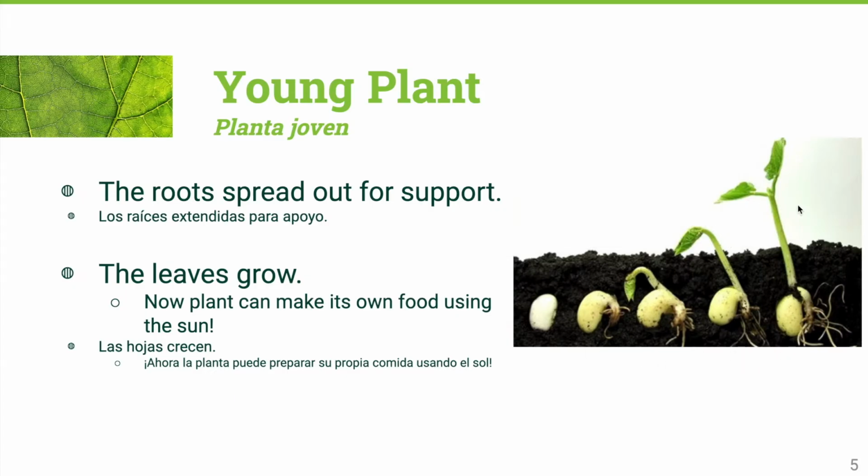Here we start having a young plant, and the roots spread out to support the plant. The leaves grow. Now that the leaves are growing, the plant can start making its own food using the sun's energy and doesn't need the endosperm of the seed anymore.